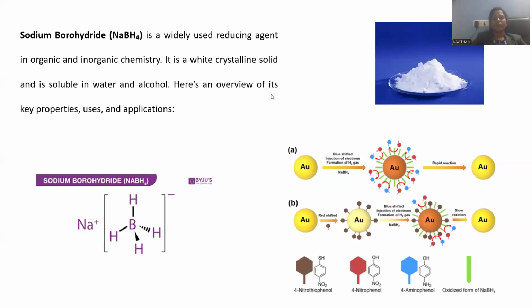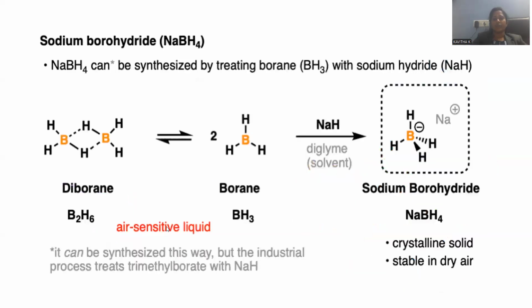Here is an overview of its key properties, uses, and applications. In this session, we are going to discuss the important properties concerning sodium borohydride, and the area of usage and applicability of the compound. Nanoscale applications of sodium borohydride are mentioned, so that nitro will be transformed into an amino compound. This is the way the introduction part is provided.